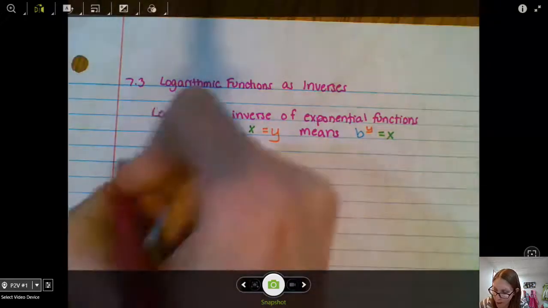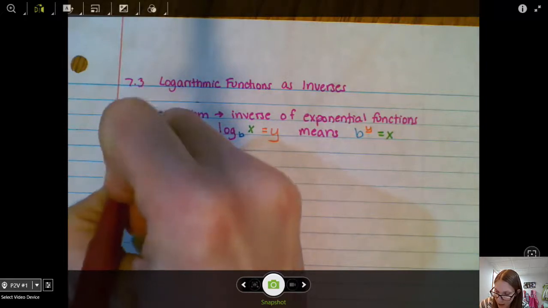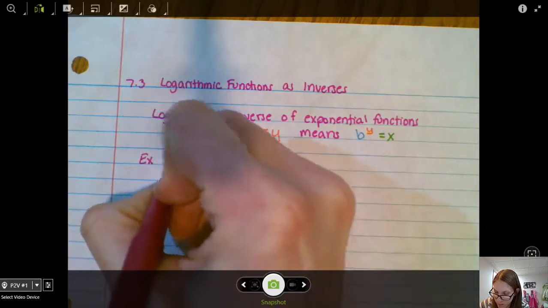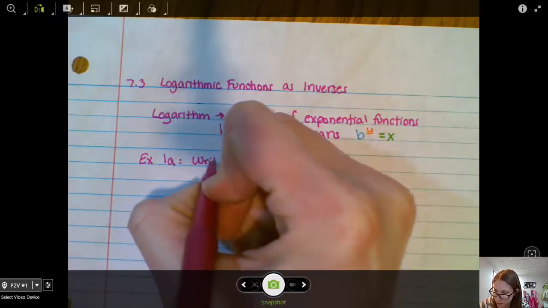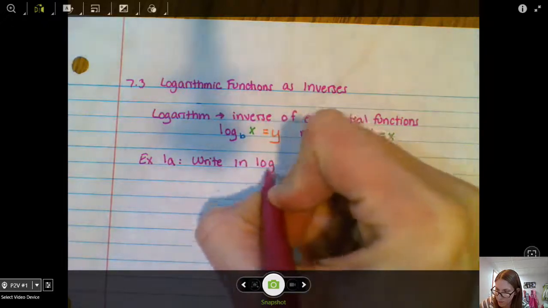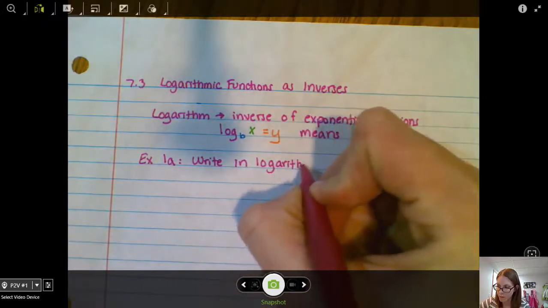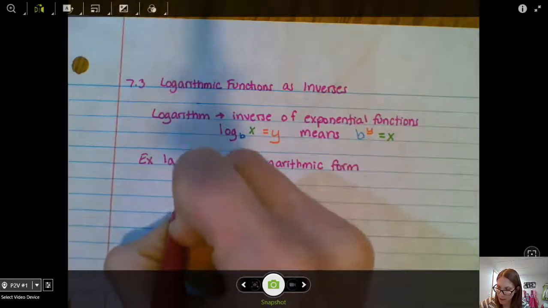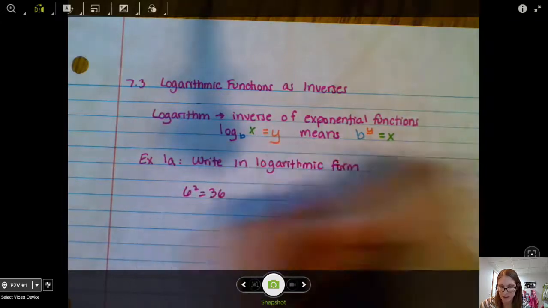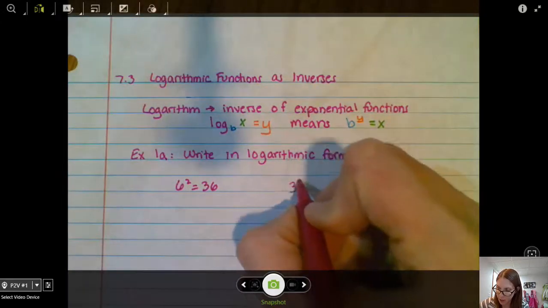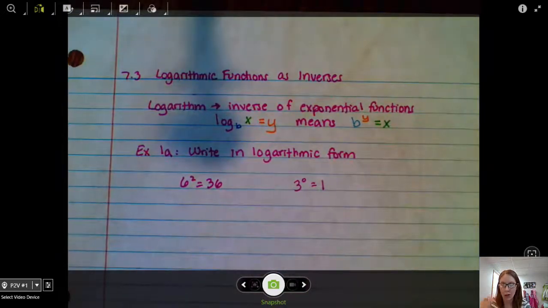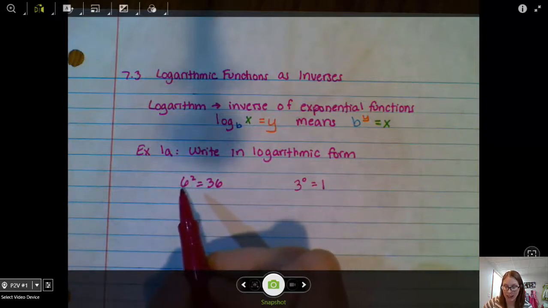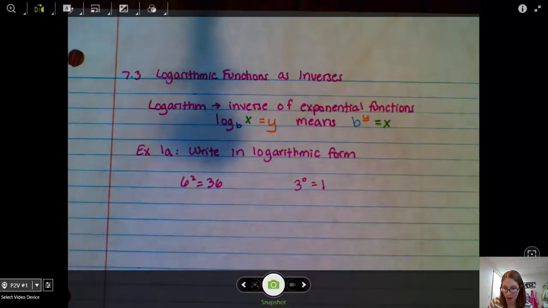All right, so example 1, let's look at writing things in logarithmic form. So two problems here: 6 squared equals 36, and 3 to the 0 power equals 1. We'll do both of these situations. Right now these are in exponential form. I'm using exponents. I want to write this as a logarithm.